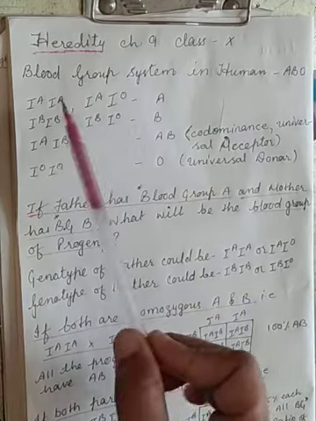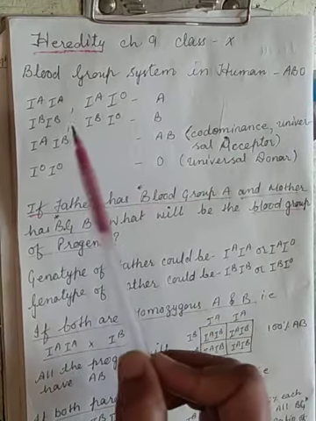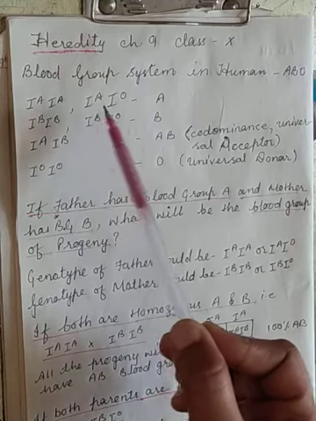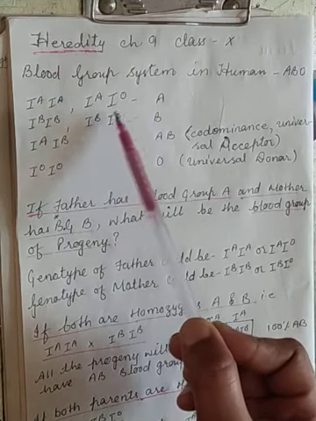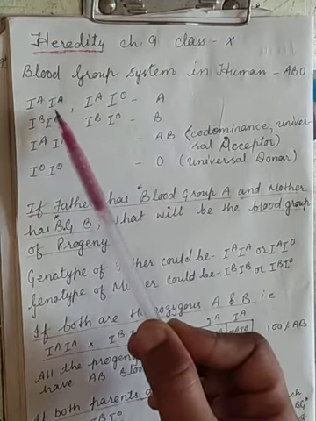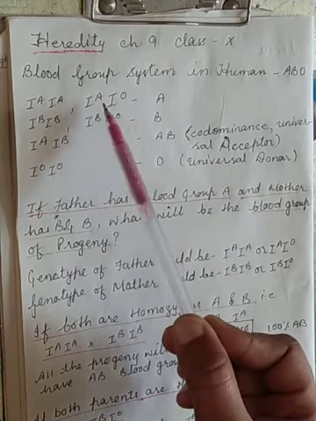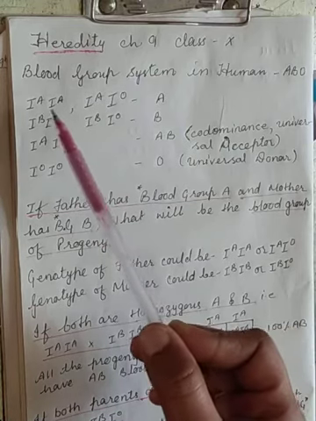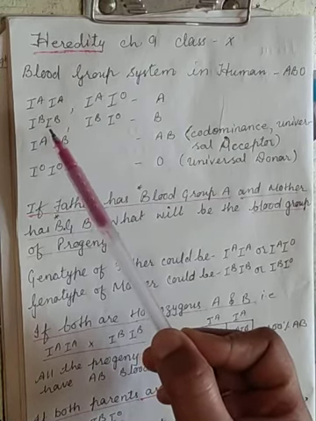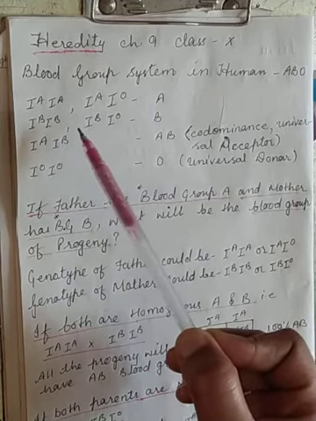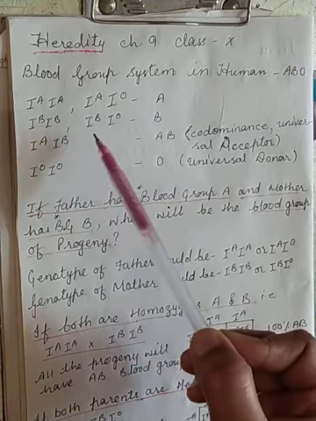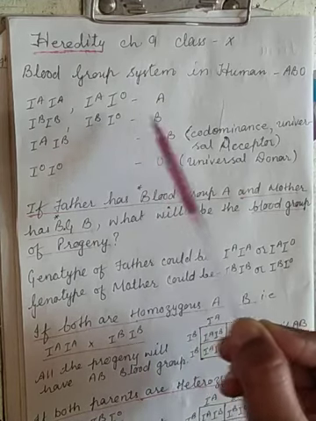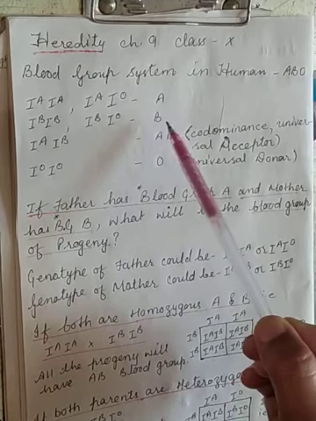The blood group A can be present in the genotype IA IA or IA IO. Now this I is the gene, and A, B and O are alleles. In case of B blood group, the genotype can be IB IB or IB IO. Here the blood group will be B.